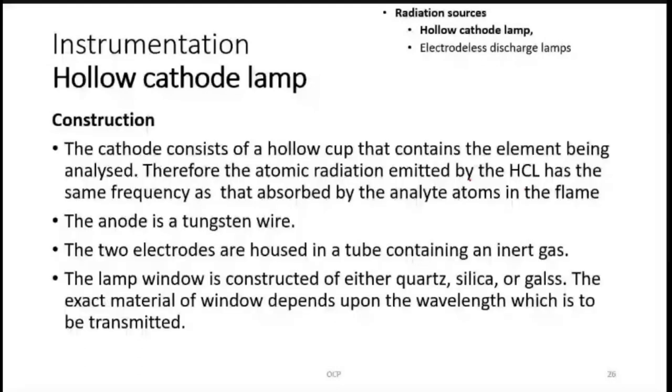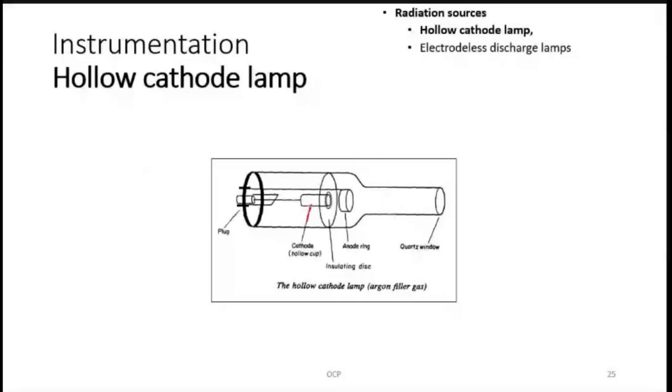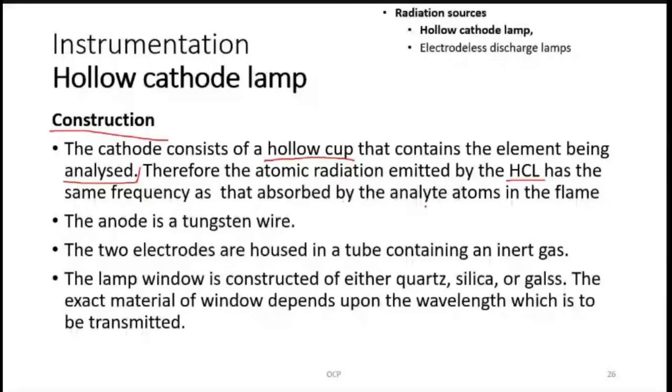The construction: the cathode consists of a hollow cup that contains the element being analyzed. I forgot to mention this part. This cup on its surface is made up of the same element that you are going to analyze. If you want to analyze sodium, it will be made up of sodium. If you want to analyze copper, it will be made up of copper. If you want to analyze iron, it will be made up of iron, and so on. Therefore, the atomic radiation emitted by the hollow cathode lamp has the same frequency as that absorbed by the analyte atoms in the flame. The anode is tungsten wire.